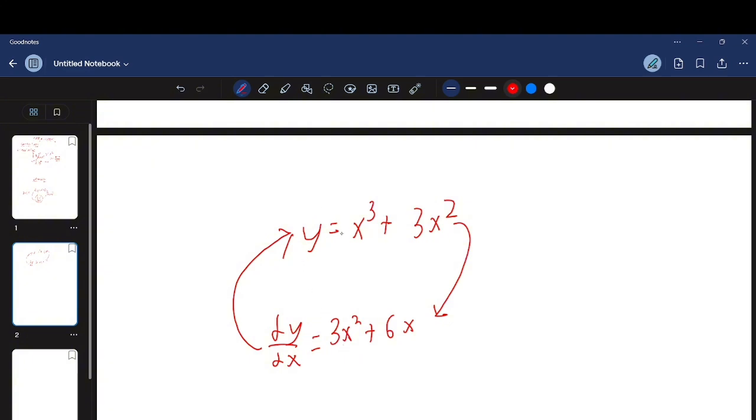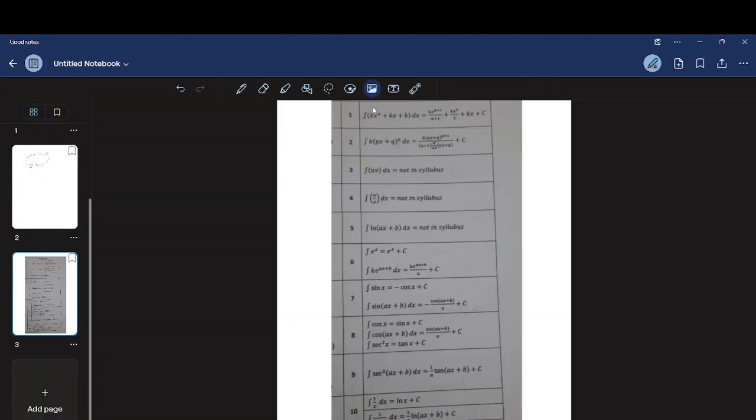Integration is a bit more complex, thus I'm not telling you what integration actually is. First, let's see some problems, then I'm going to be telling you what integration actually is. So let's see what the formulas are. So these are all the formulas you need to know. In our syllabus, we are limited with these many formulas only. So let's see some examples.